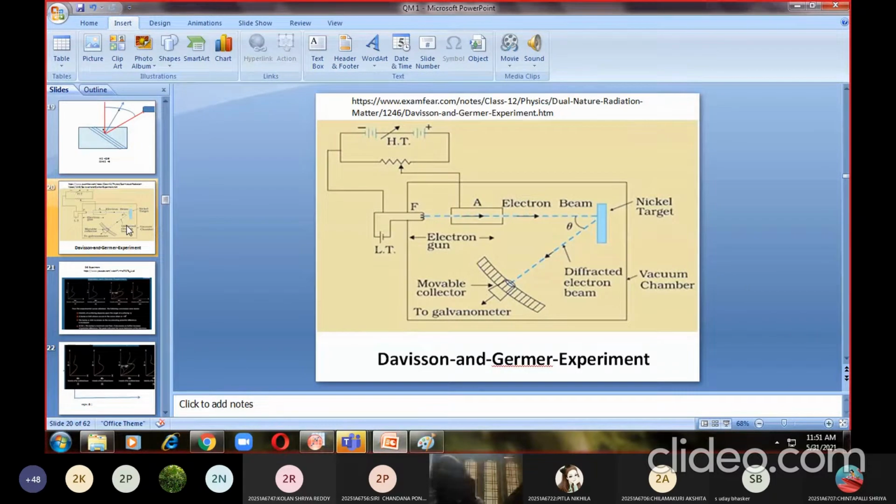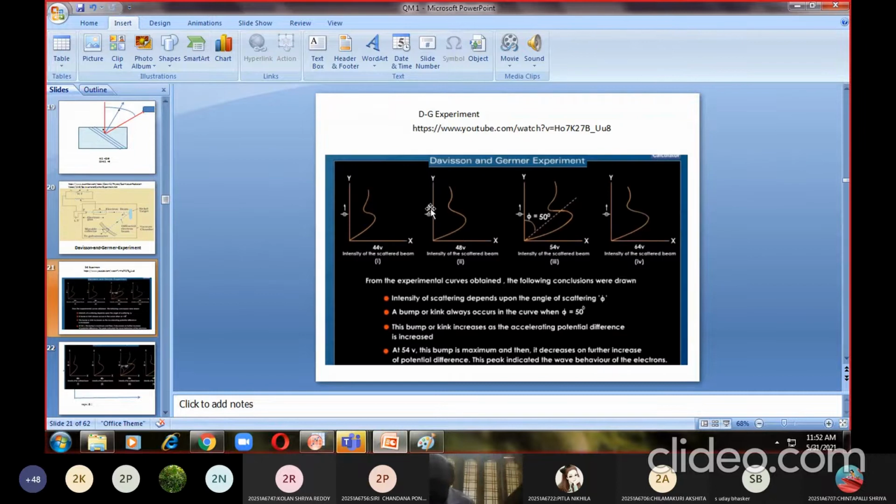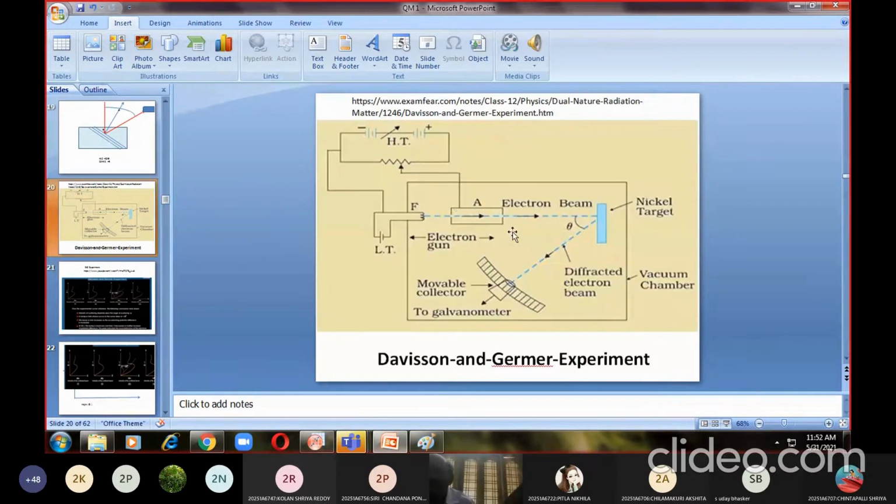When I go to the experiment, what do I have? I have a nickel crystal constantly placed. And I have a detector because of which I can change this theta. Now that theta is nothing but your phi in this particular diagram. Whatever phi I'm talking about here is theta in that diagram. So phi is the variable.